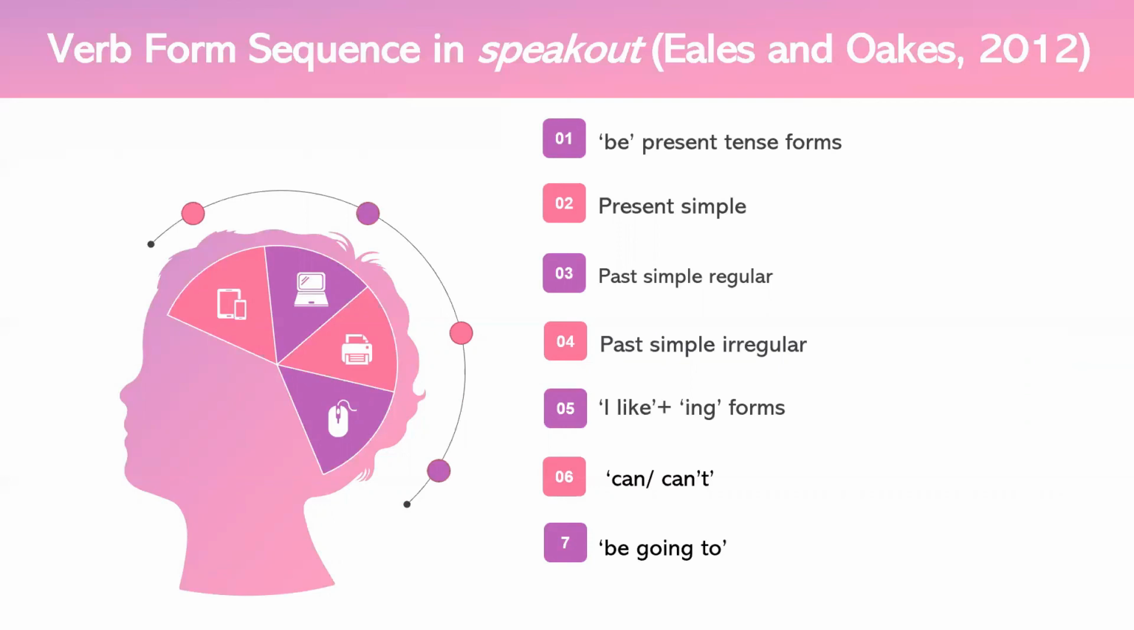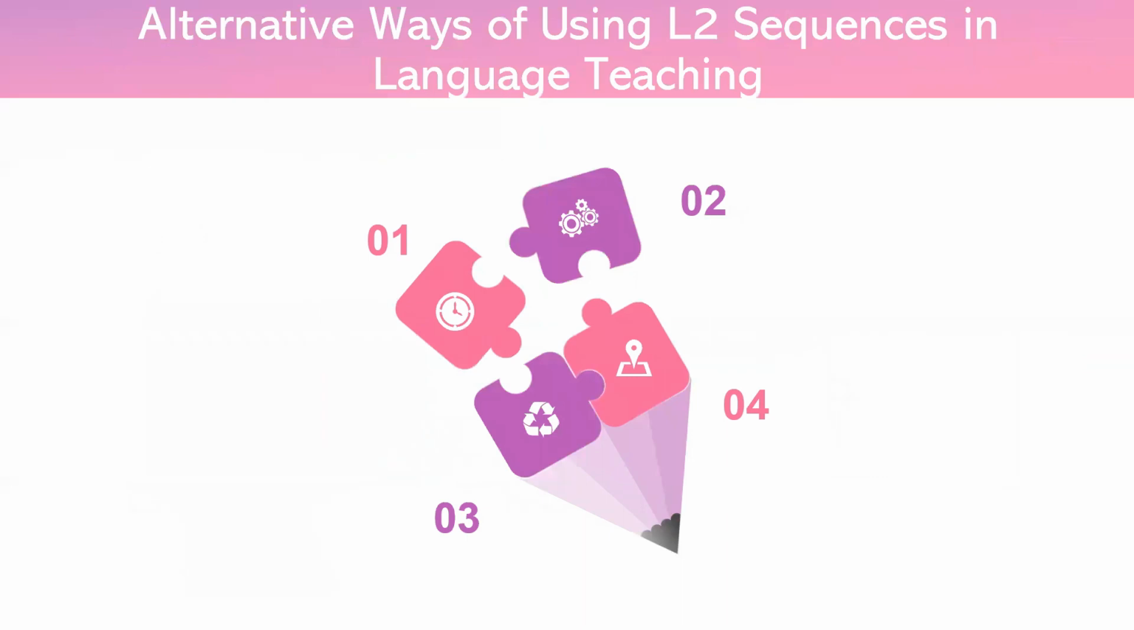1. The present tense forms. 2. Present simple. 3. Past simple regular. 4. Past simple irregular. 5. I like plus ing form. 6. Can and can't. 7. Be going to. There are definite orders for learning language, particularly for grammar.